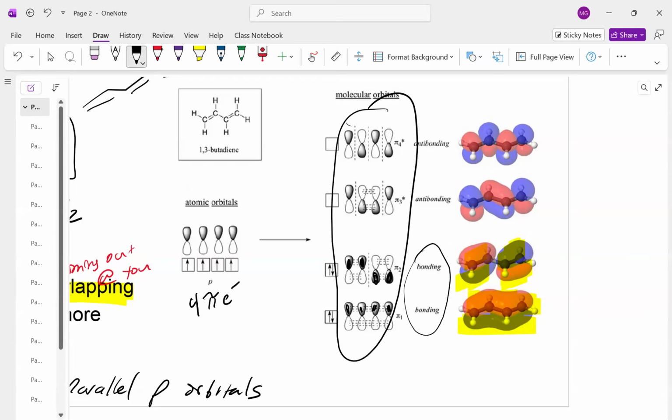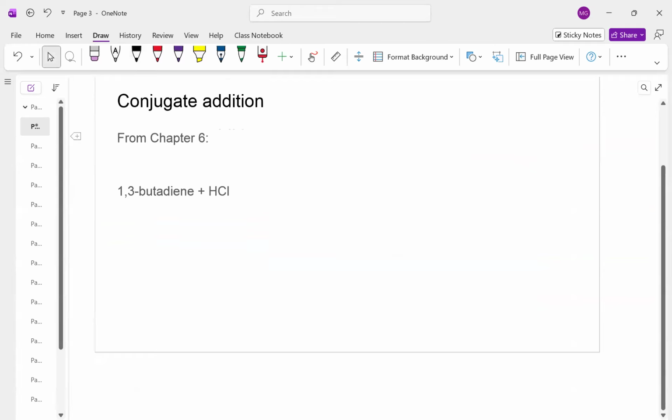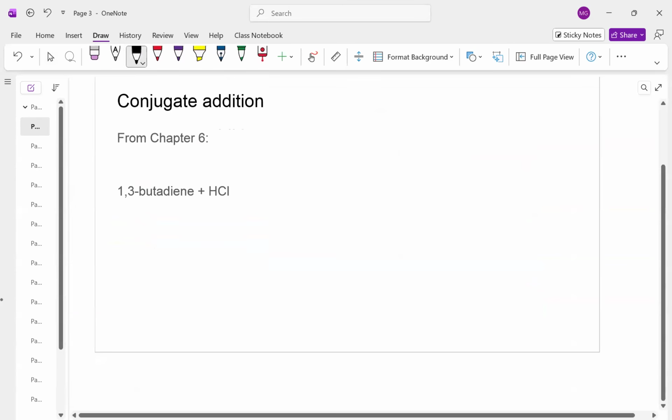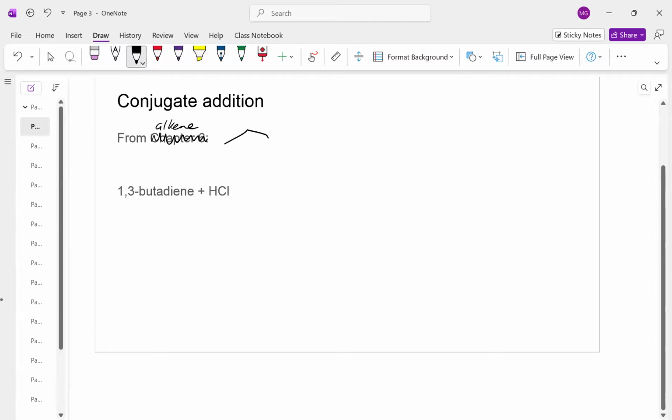All right, now to round out this first video, I want to look at one single reaction, and that's conjugate addition. The name itself says everything. We're going to add something to a conjugated system. The foundation for this comes from one of our previous units, the alkene chapter. We did an electrophilic addition of HX across an alkene, and we followed Markovnikov's addition.